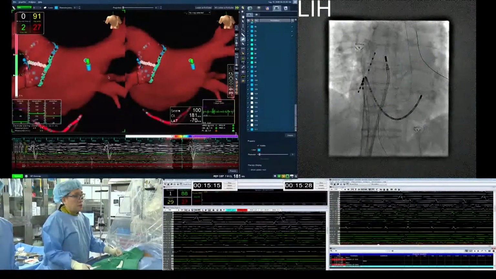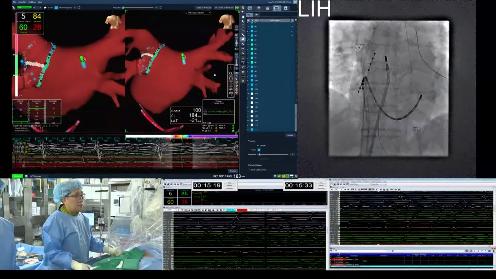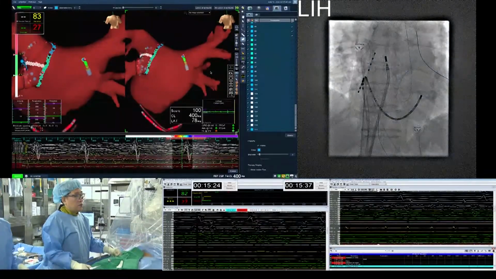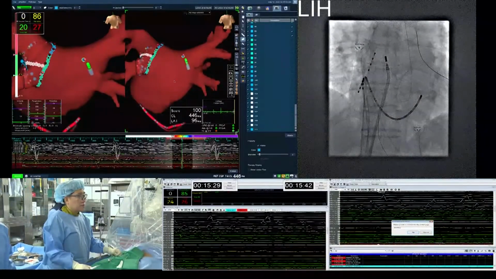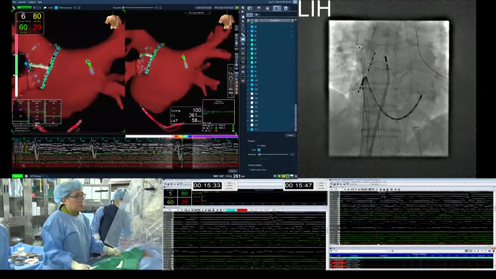When you ablate the right posterior PV antrum, you can imagine the catheter contact direction, because the transseptal site and your target site, the right posterior antrum, are almost perpendicular. So it is very difficult to make a good contact.